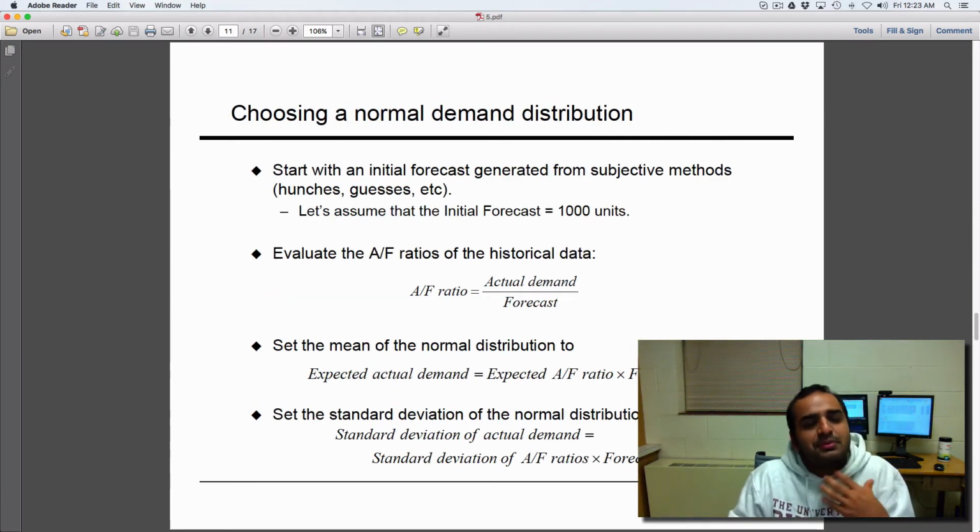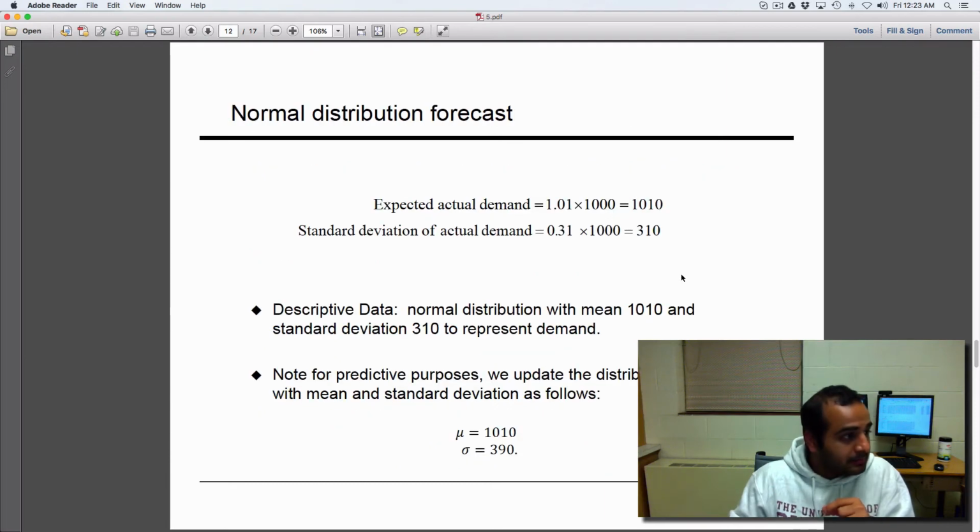This comes from a subjective method, let's say hunches, guesses, committee forecast, etc. Let's assume the initial forecast is 1,000 units. Then we calculate the AF ratios of the historical data. And recall, an AF ratio is just the ratio of actual demand to the forecast for all the products that we have forecasted. And how do we fit the mu and sigma? Well, that is the mean and the standard deviation of the normal distribution.